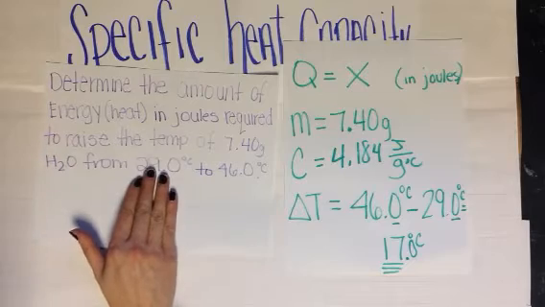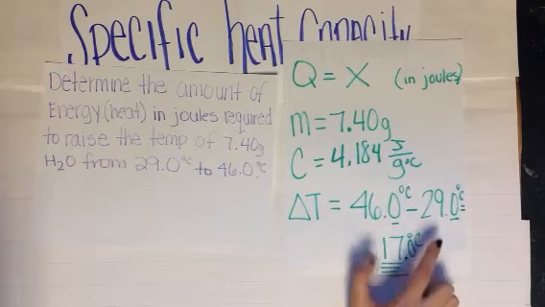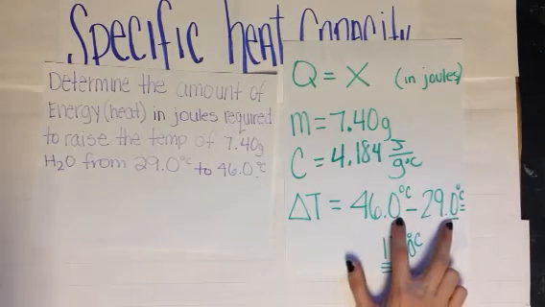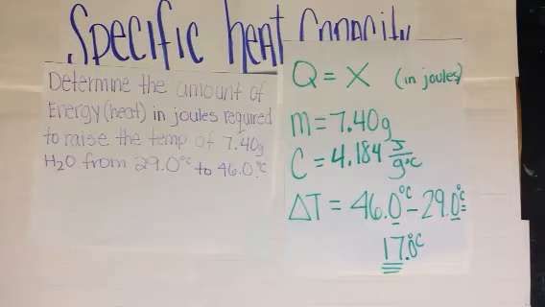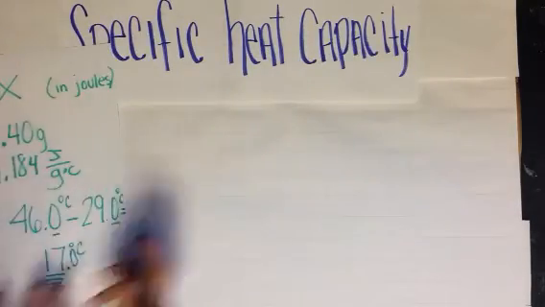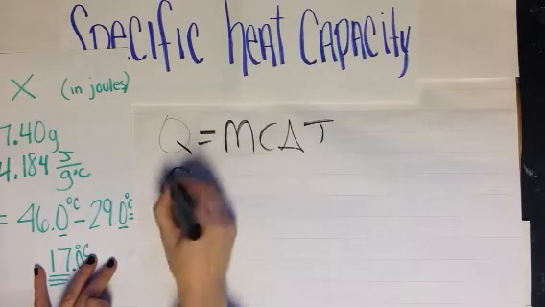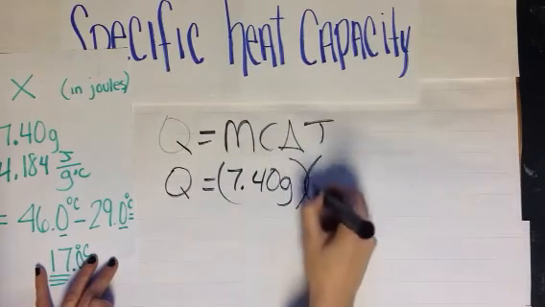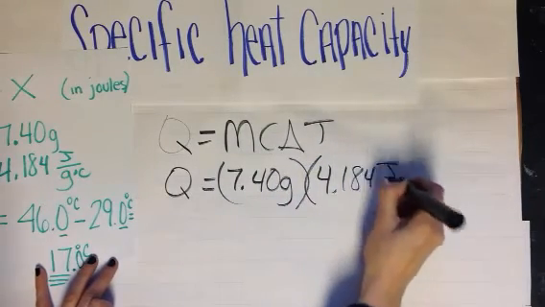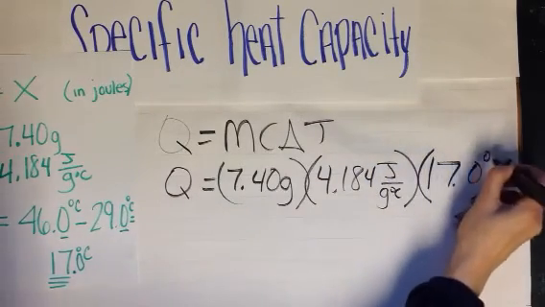Remember, this is my initial, and it changes to 46. So 46 minus 29, final minus initial. Don't forget sig figs. It's the place value after the decimal when you add and subtract. Now I have all of my information, and I just have to plug it into my equation. So this is the Q equals MCAT equation. Q is what I'm solving for, and I've got 7.40 grams for my mass, 4.184 joules over grams degrees Celsius is my unit. Don't forget units. And 17.0 degrees Celsius.